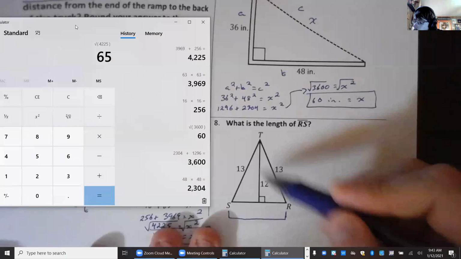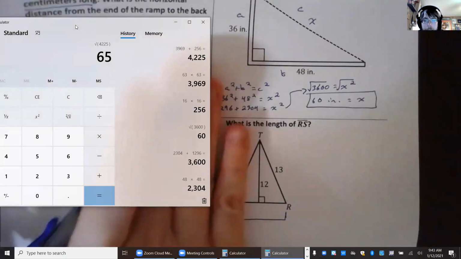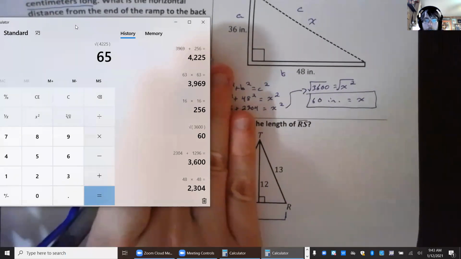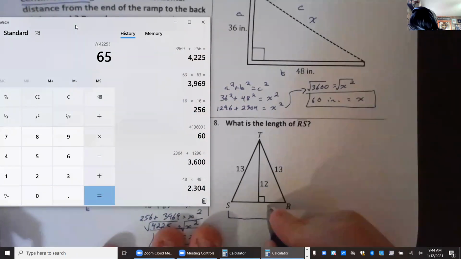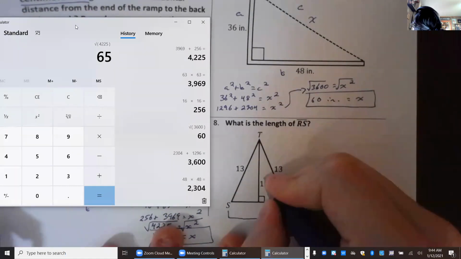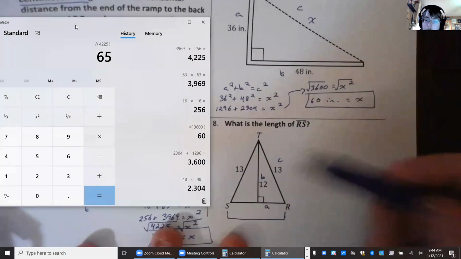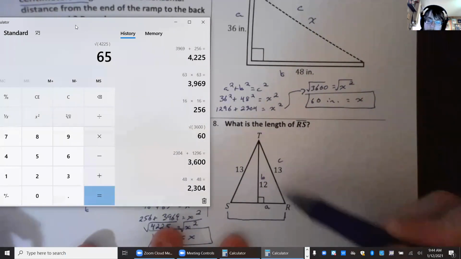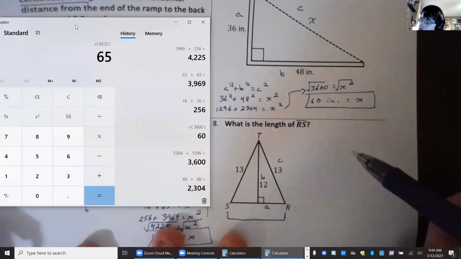We've got 13, 12, and 13. So we're going to cover up this. And are we looking for a leg or are we looking for a hypotenuse? Well, on this one, we're looking for our short leg A. And we know that B is 12 and C is 13. Now I am going to point out, since these two sides are the same length, then this is going to be whatever this ends up being. So we'll know this part already.